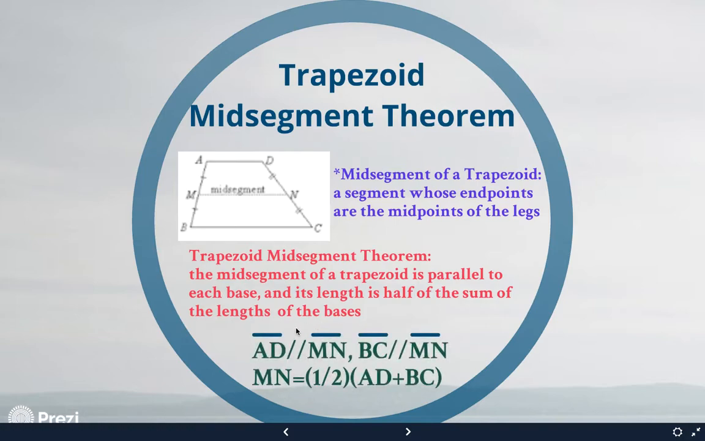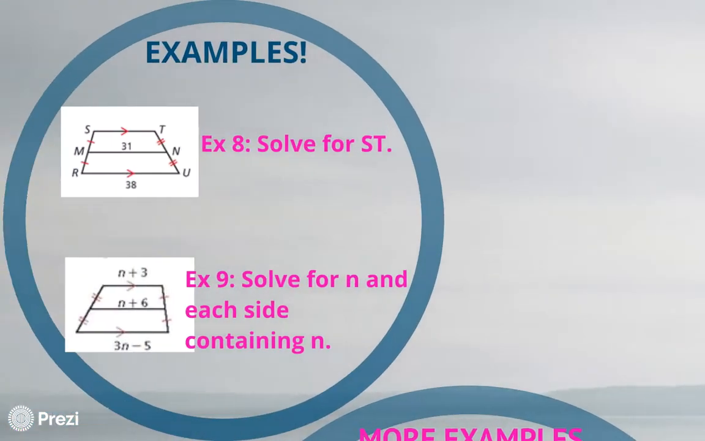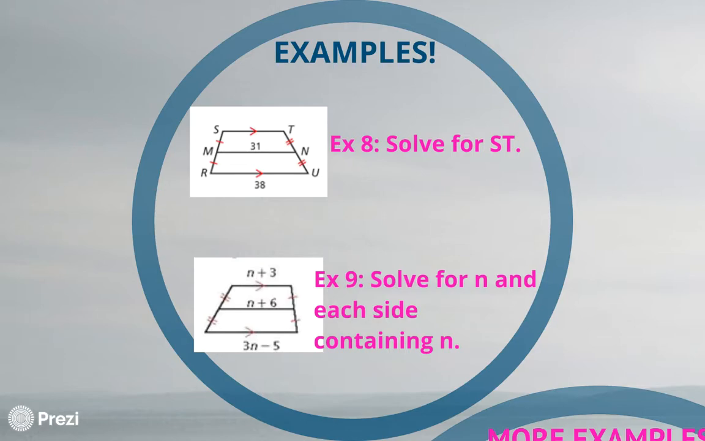So first of all, let's talk about the sides that are parallel. So your midsegment MN is parallel to AD as well as BC. So the midsegment is parallel to each base. And the midsegment length is 1/2 the sum of the lengths of the two bases. So if you add AD to BC, so if you add the bases together and take half of it, or divide by 2, same thing, bam, you get the length of the midsegment. So using these nifty properties, you guys will conquer example 8 and 9. So go ahead and pause the video and watch example videos 8 and 9.